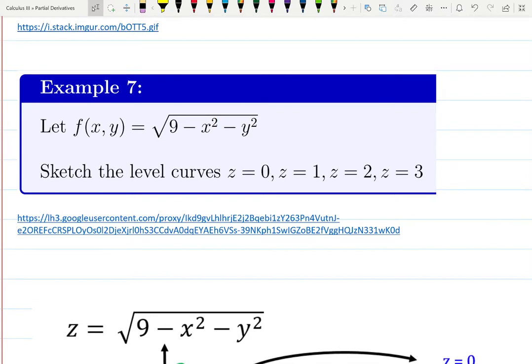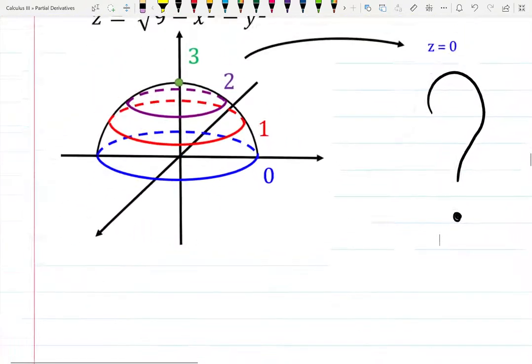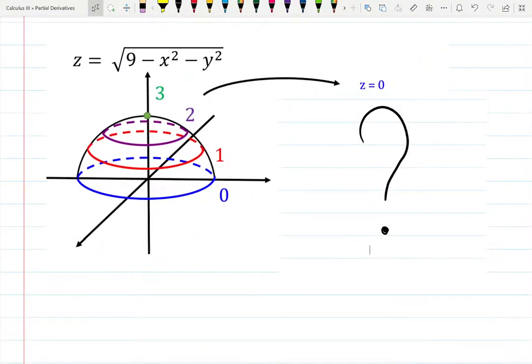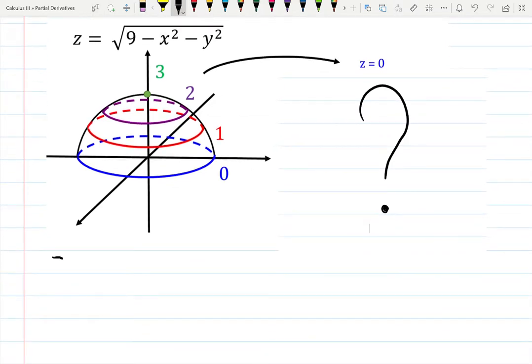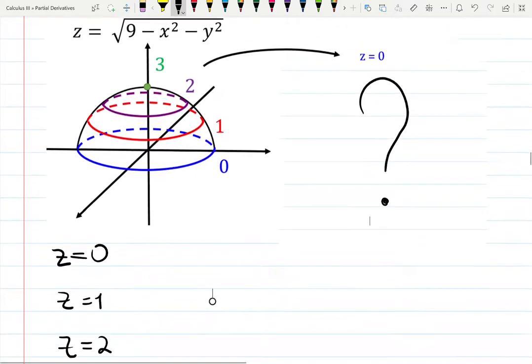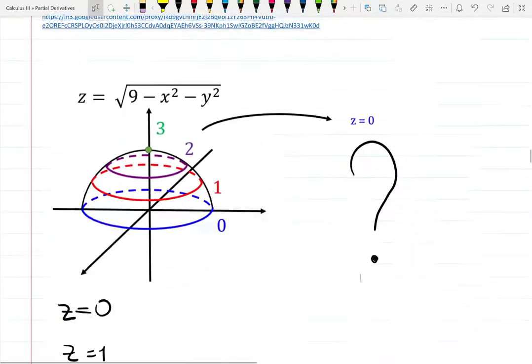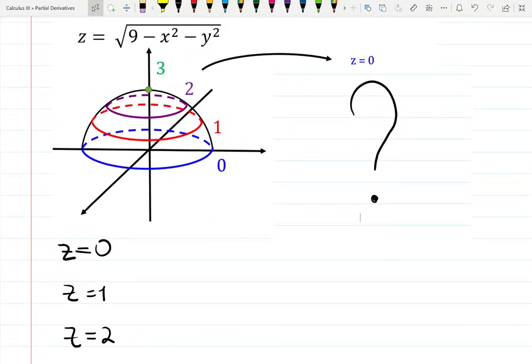How are you going to do it? Lots of algebra. So this is my question. What is going to be in 2D? We just drew this picture, but we don't know how it looks in 2D. So let's write it down. z equals 0, z equals 1, z equals 2 and 3. You look at the equation and you literally write it down.